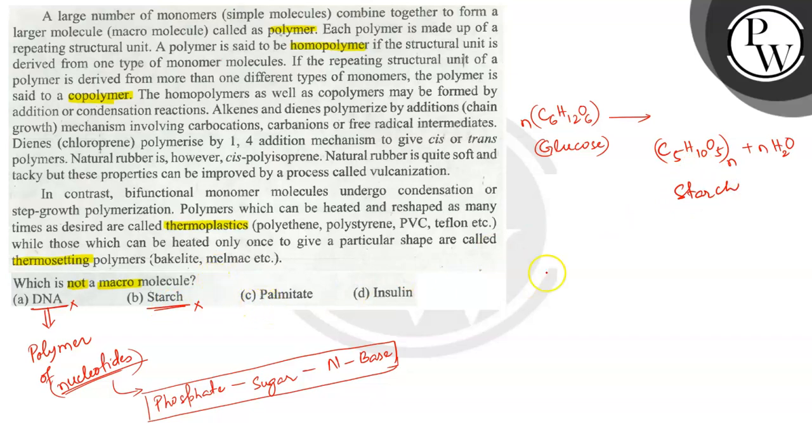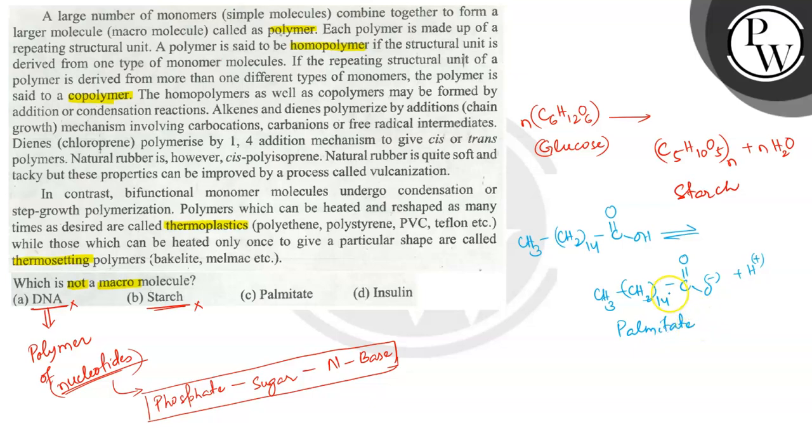And then third option है palmitate. So palmitate is the conjugate base of palmitic acid. So palmitic acid is this one, CH3(CH2)14COOH. Now this is called palmitic acid. Palmitic acid dissociates to form CH3(CH2)14COO minus, and along with this H plus. So this is palmitate ion.